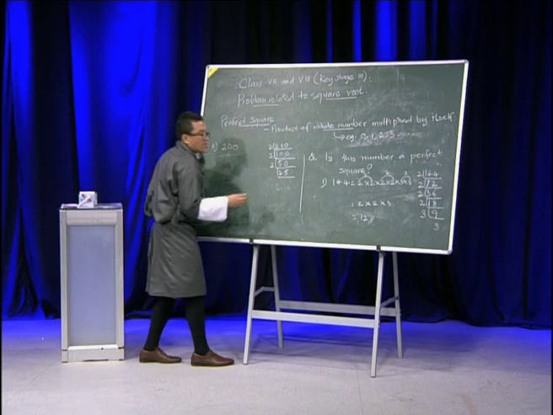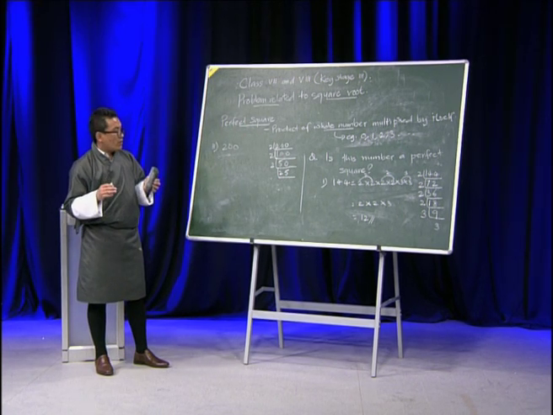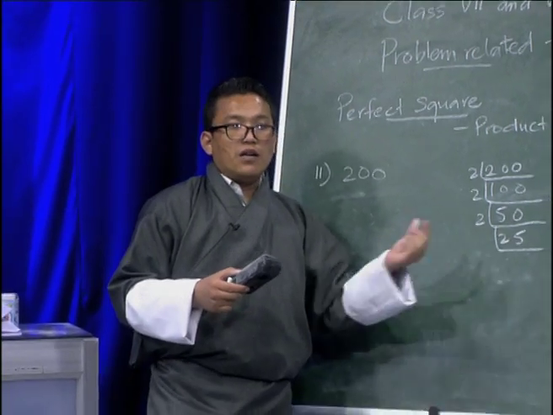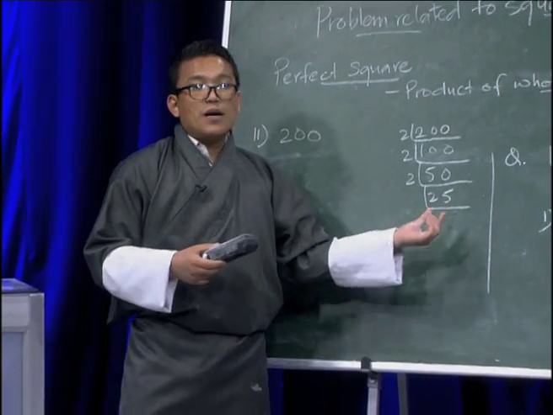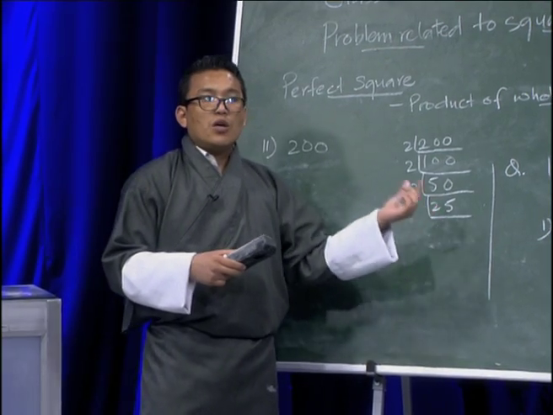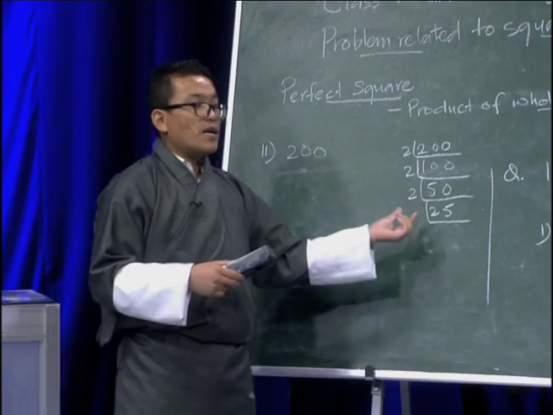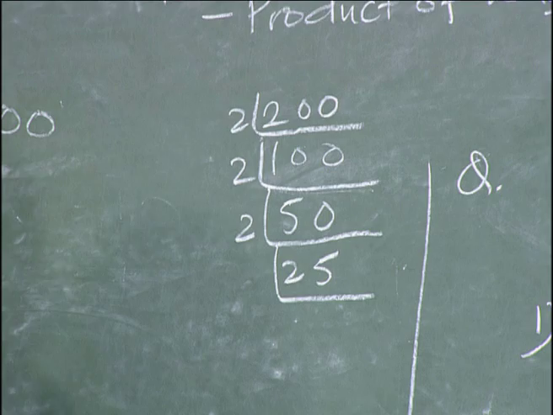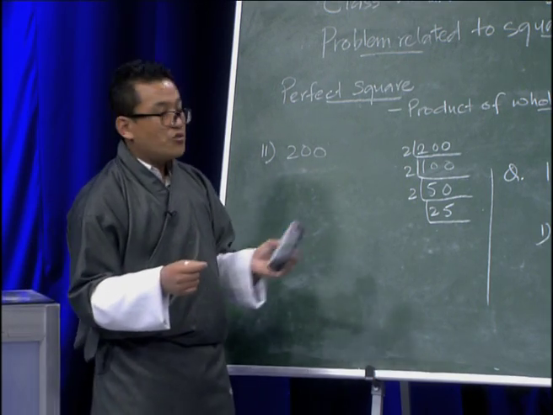Now, since in the ones place we have an odd number, we can't use 2 now. Now, to use the second smallest prime number, it is 3. To see whether this number is divisible by 3, we have to add the digits together and see if the sum is divisible by 3, that means the number is divisible by 3. If I add 2 and 5, it will be 7. 7 is not divisible by 3, so I can't use 3 to divide this number.